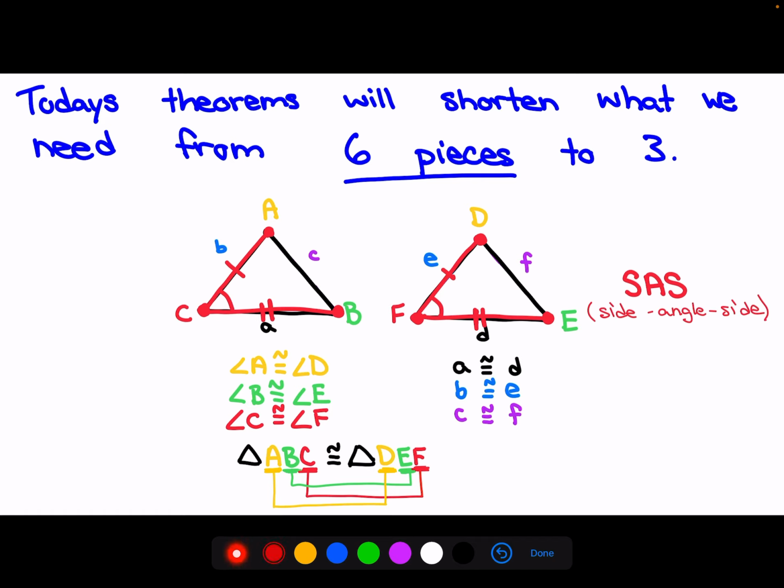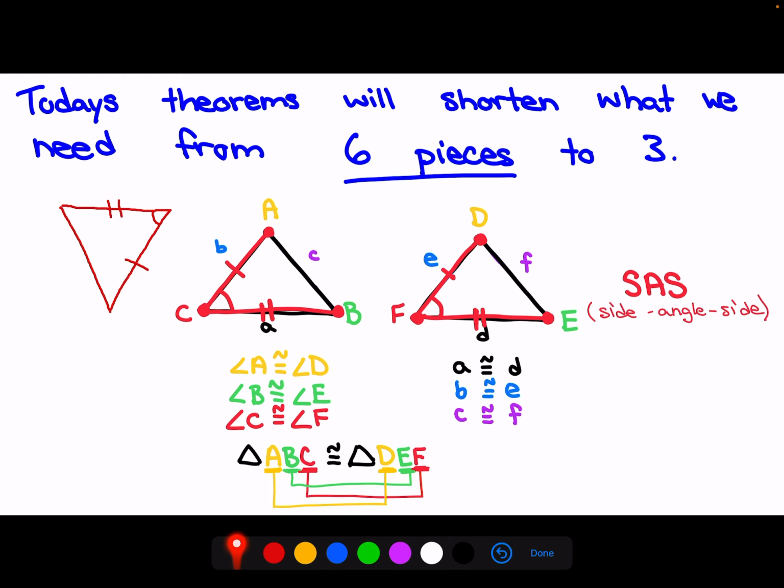Now you may be wondering, do these need to be having the same orientation? No, they can be facing opposite ways. And as long as you're still seeing a side, an angle, and a side that are congruent, we can still say that the two triangles are congruent. We just would need to be careful with our congruency statement.